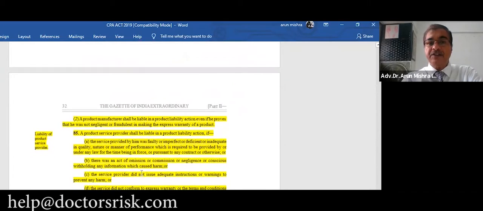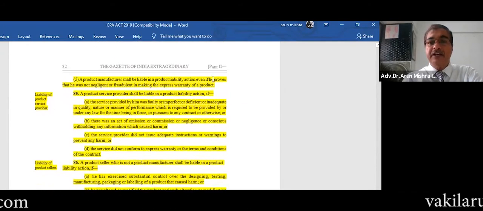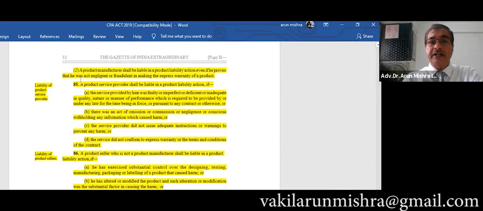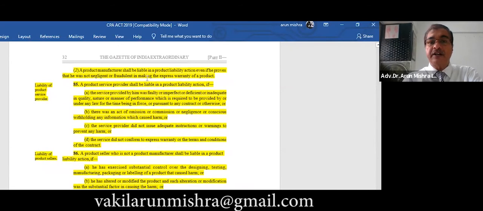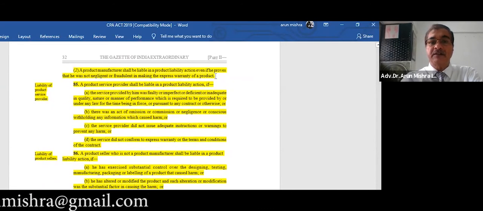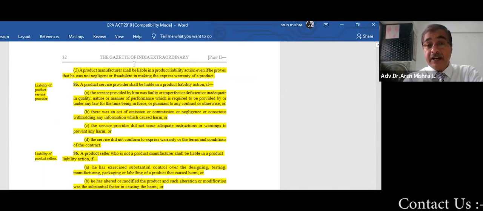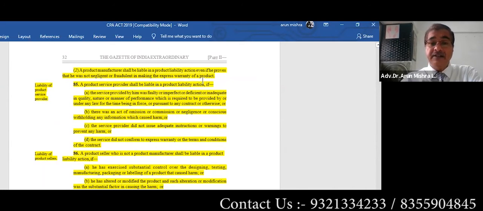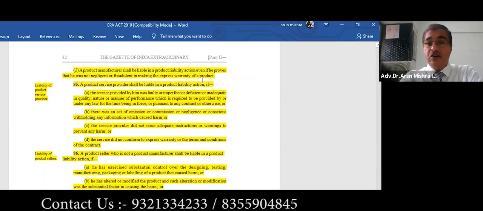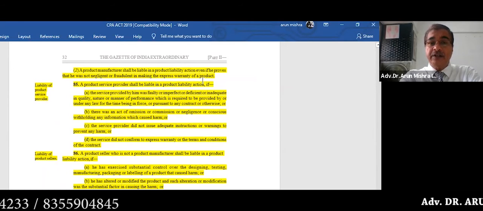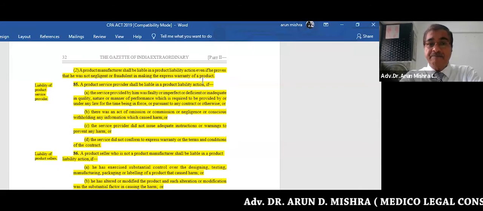A product manufacturer shall be liable for the product liability action even if he proves that he was not negligent or fraudulent in making the express warranty of the product. They are liable even if at all they have done it. See how intelligent our lawmakers were. They have tried to protect all the rights of the consumer.